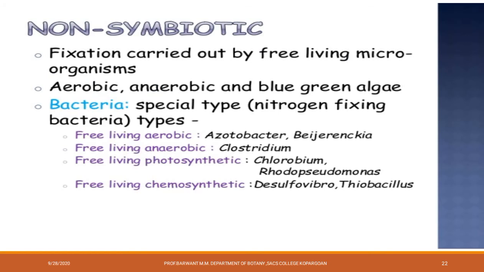You should remember the examples of which are non-symbiotic and which are symbiotic. Free-living aerobic bacteria: Azotobacter, Beijerinckia. Free-living anaerobic bacteria: Clostridium. Free-living photosynthetic: Chlorobium, Rhodopseudomonas. Free-living chemosynthetic: Desulfovibrio, Thiobacillus. These are the examples we have to remember. Is that clear? These are the non-symbiotic.